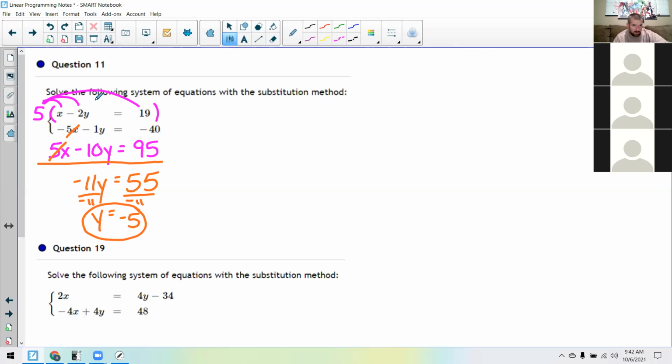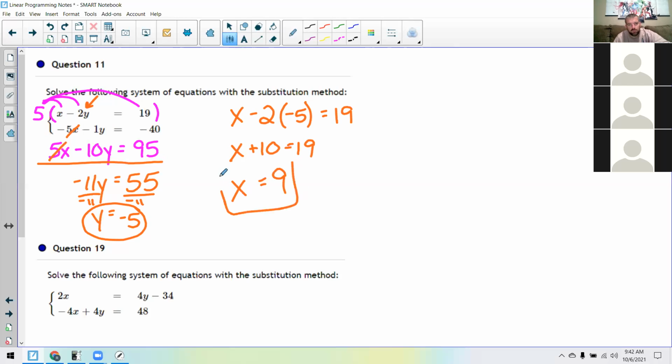You can plug it back in either one. I'm going to plug it into the first one. I get x minus 2 times negative 5 equals 19. x plus 10 equals 19. Subtract 10 from both sides. x equals 9. So my solution is 9, negative 5.